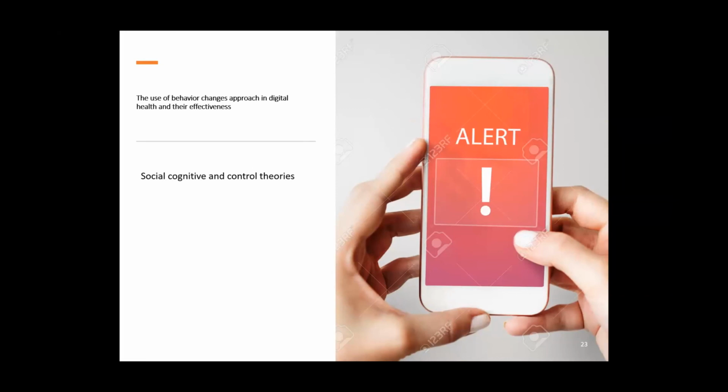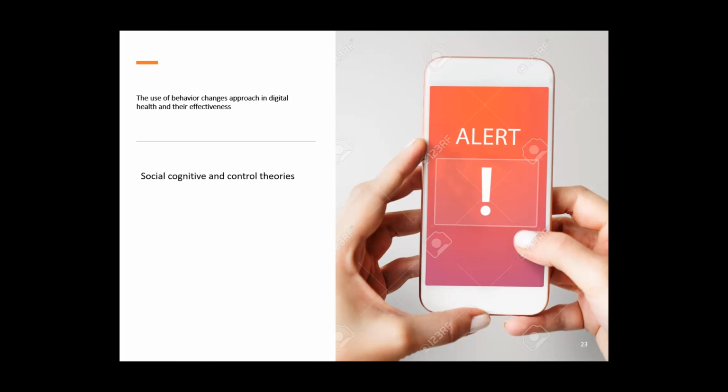When I talk about health promotion, I have to talk about how we can change behavior using this technology. In particular, how we can apply the behavior change approach to this technology. In fact, the use of behavior change theory in technology is still unclear, and it is an area for research. In fact, most digital innovations and interventions are not based on theory.